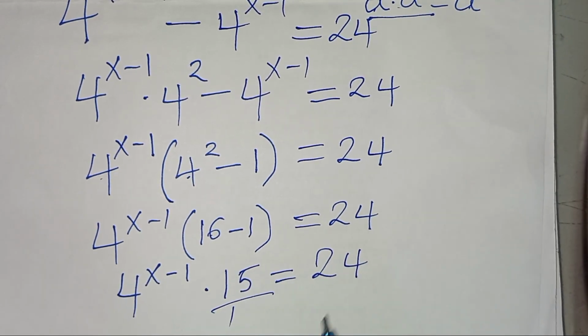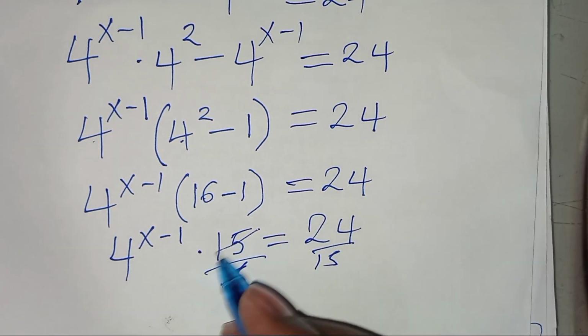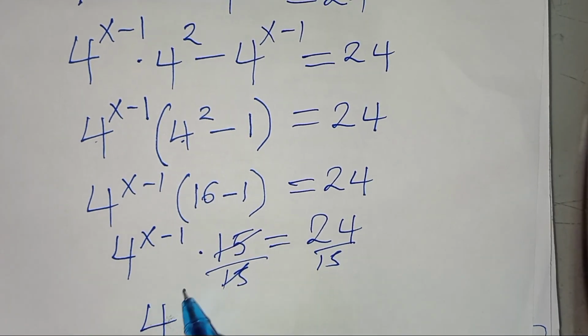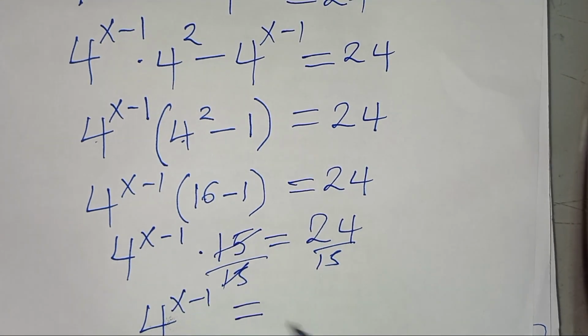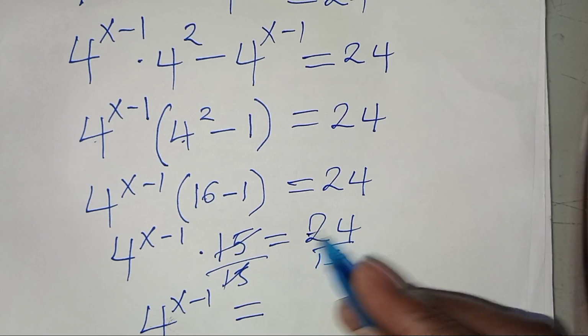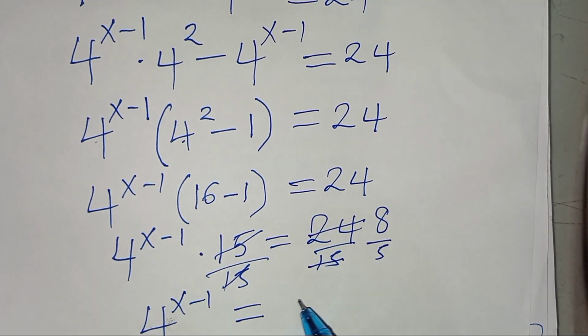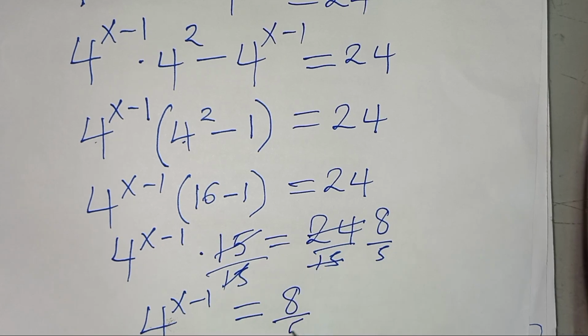Divide both sides by 15. So that now we'll have 4 to the power of x subtract 1 equal to 24 divided by 15. Here we can divide by 3: 24 divided by 3 is 8, and 15 divided by 3 is 5. So here we have 8 divided by 5.